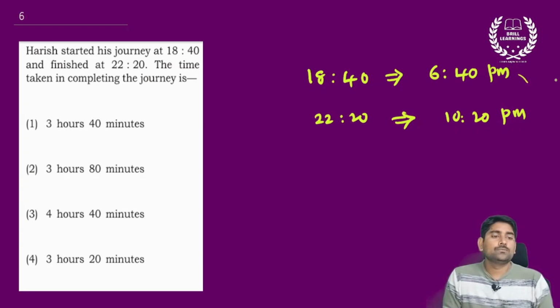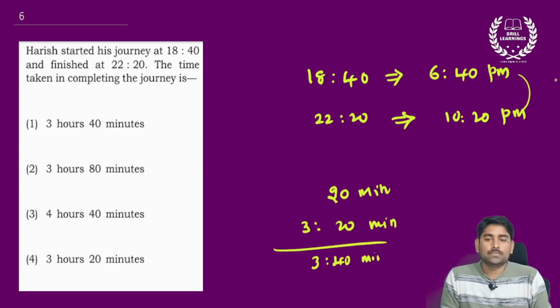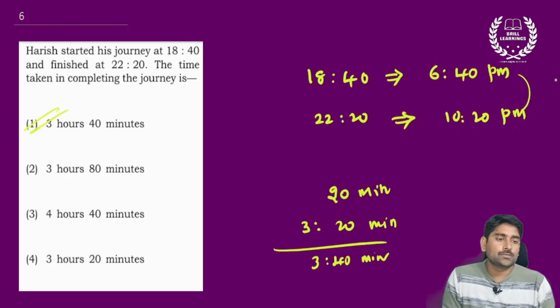Okay. Now calculate the difference between these two times. 6:40 p.m. That means if I add 20 minutes here, it will be 7 p.m. From 7 p.m. to 10:20 p.m. is 3 hours 20 minutes. So totally 3 hours 40 minutes. First one is our answer. Let's move on to the next question.